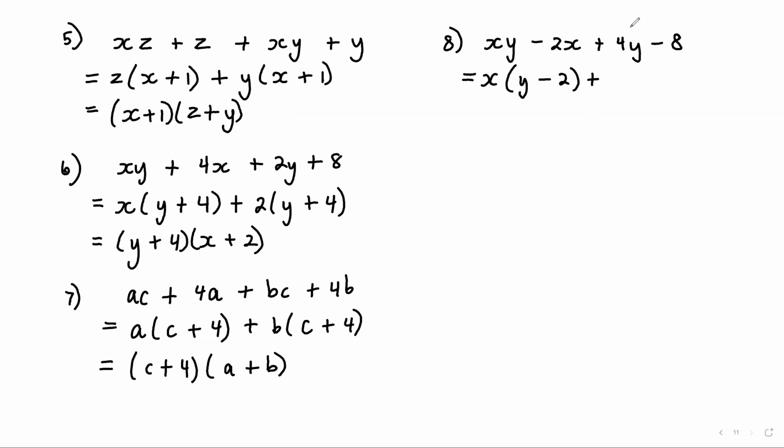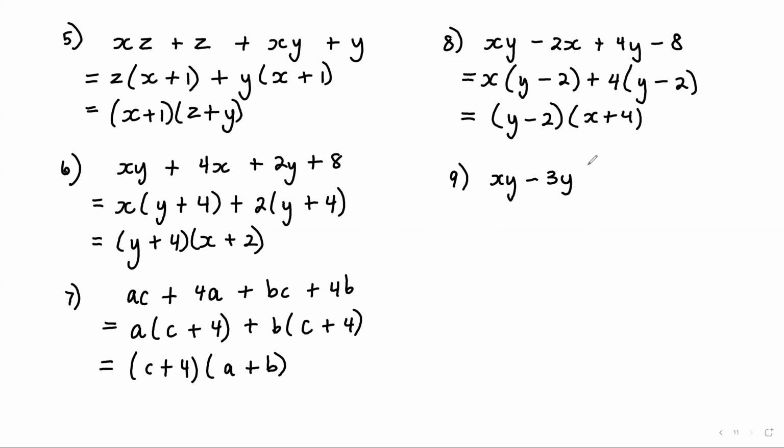Common factor between 4y and 8 is 4. So 4 times y is 4y, and 4 times minus 2 is minus 8. So your repeated factor is y minus 2 by x plus 4. And then finally, the last one I gave you to try was xy minus 3y plus 4x minus 12.